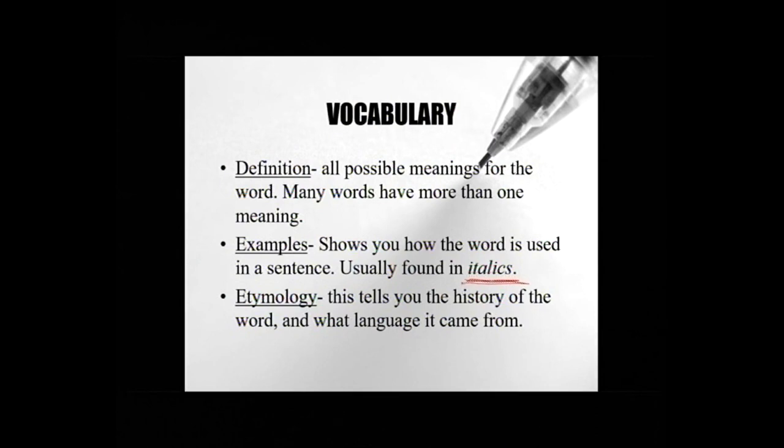So wherever you use that word, if we have different definitions, you have to find out what context it is used in. Examples show you how the word is used in a sentence. They are usually found in italics. Now, what is italics, students? Italics is when the word is written like this, in a running hand.